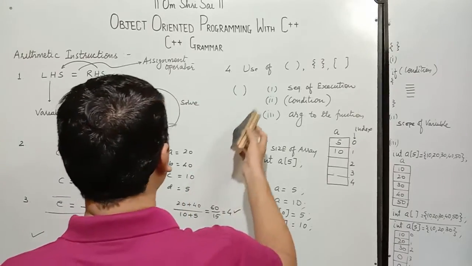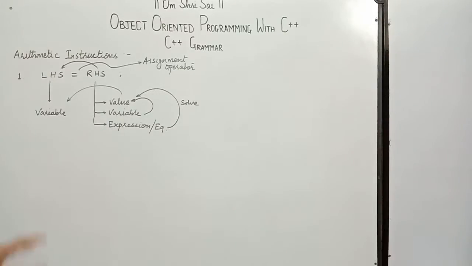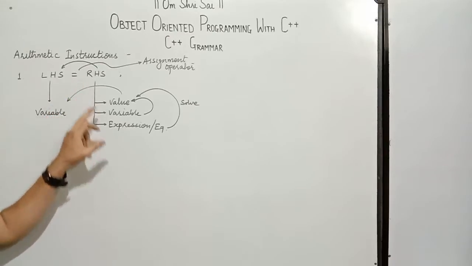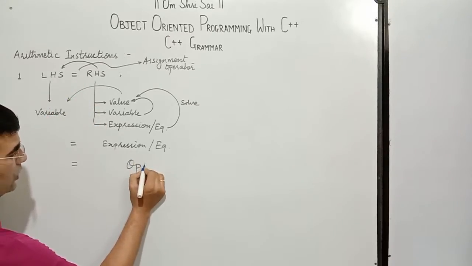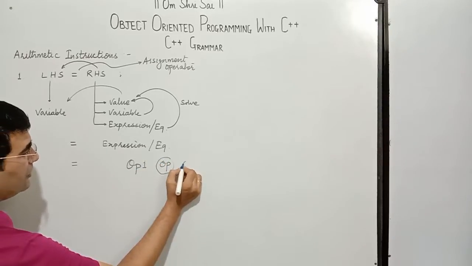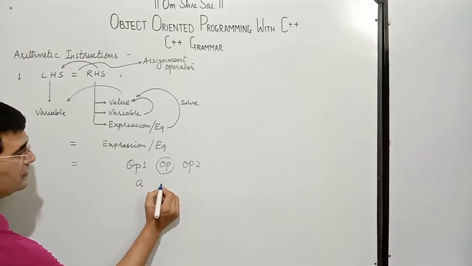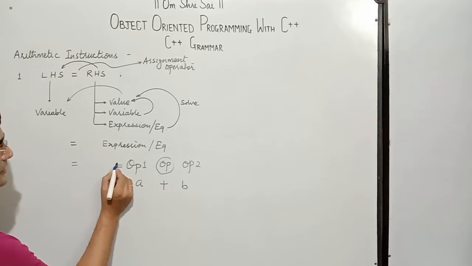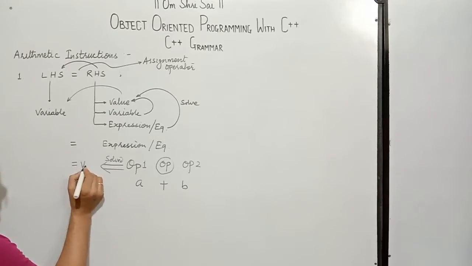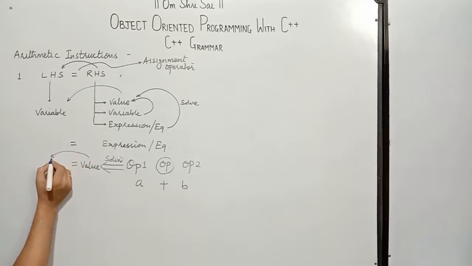Now the last rule, that is the fifth rule, is based on the first rule. In the first rule we have seen that at right hand side we can have the expression. Now any expression will be having operand 1, then operator that will be operated with operand 2. For example, A is an operand, plus is the operator and B is another operand. This expression will be solved and we will get a value at right hand side and then this value will be initialized to the variable at left hand side.